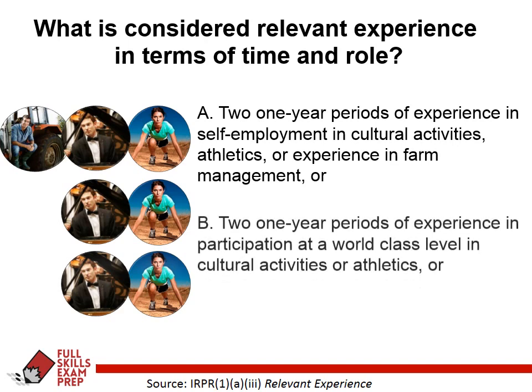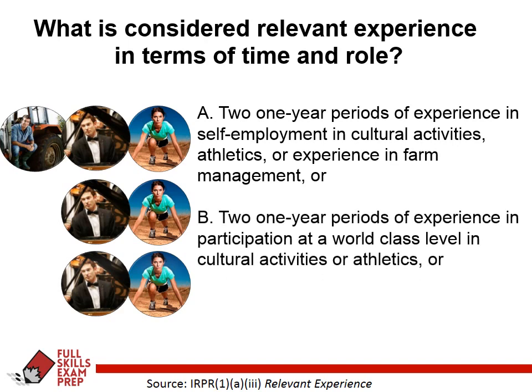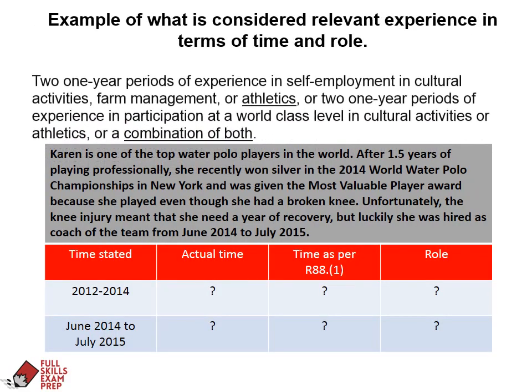Okay, so that sums up the second one, the 2 one-year periods of experience in participation at a world-class level. Remember that one, of course, is only for people engaged in cultural activities and athletics, because I'm not too sure if you could farm at a world-class level or how they would measure that, of course. For these athletes and cultural people, they can also use a combination of A and B. And here is an example of that.